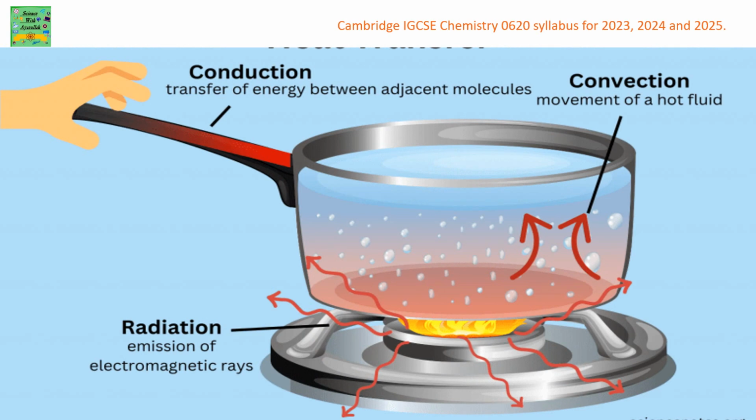Now, let's study the meaning of the terms conduction, convection, and radiation. Conduction means the transfer of energy between adjacent molecules. Convection means movement of a hot fluid. Radiation means the emission of electromagnetic rays.